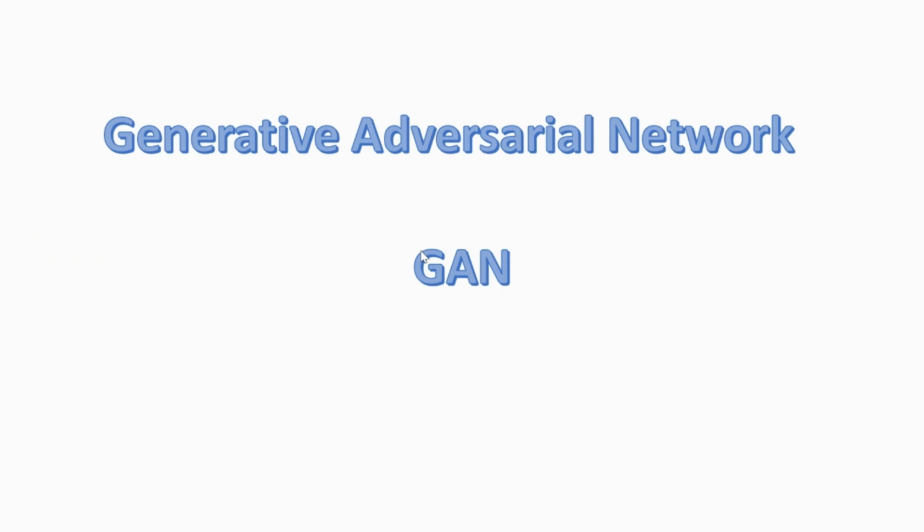In this video, we are going to discuss Generative Adversarial Networks, which is GAN. So now let's try to understand the difference between a normal neural network algorithm and the GAN network.